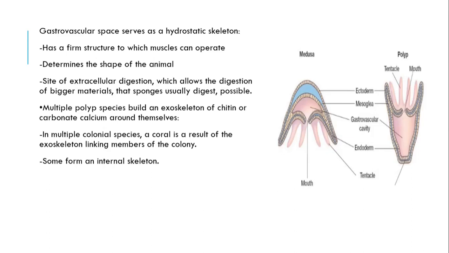So what this is telling us is that some cnidarians produce this exoskeleton and form a colony. They deposit this exoskeleton to connect all the members of the colony together. Also, some cnidarians form an internal skeleton as well.